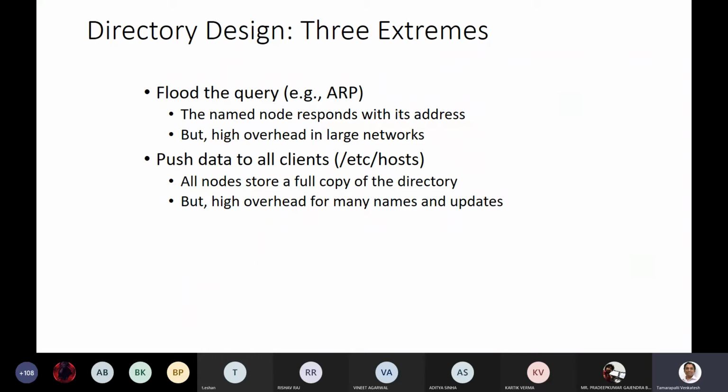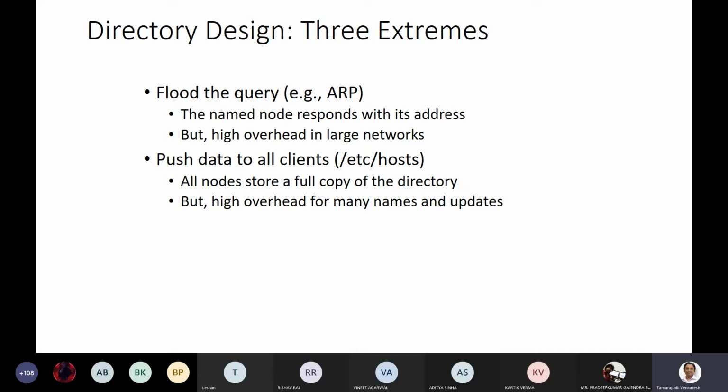This works well only if you don't have too many changes between the host names and the IP addresses frequently, and the number of such hosts is also reasonably small. The other extreme is what is used in ARP. So here, whenever you are trying to find a MAC address corresponding to a particular IP address, you don't have any directory service or any method or somebody that can help you with this resolution.